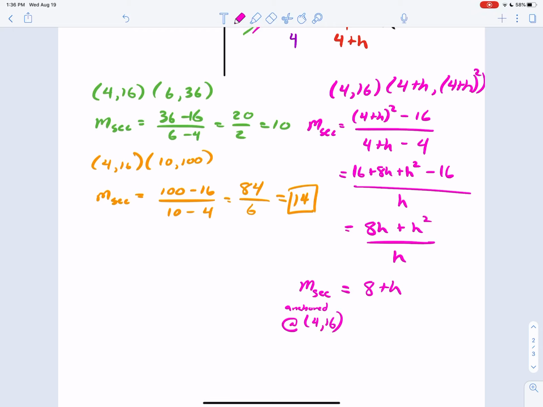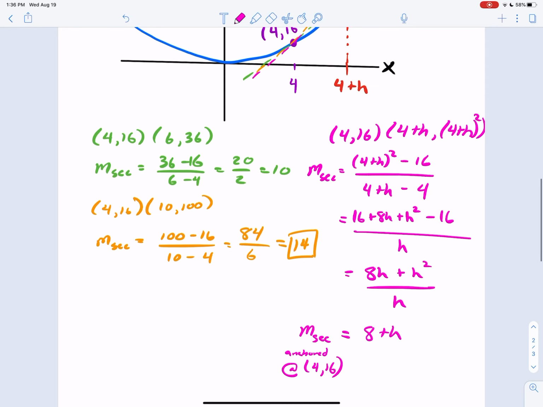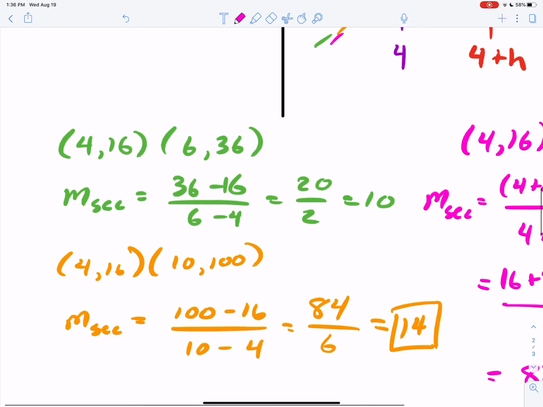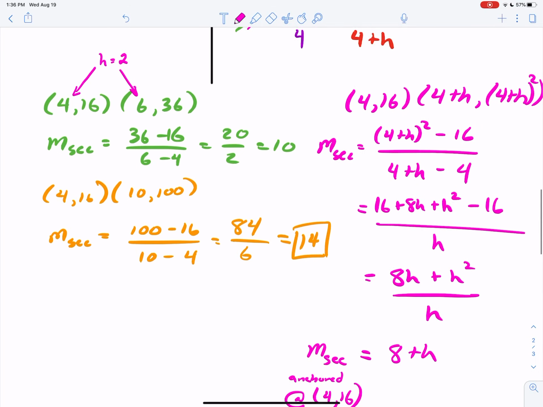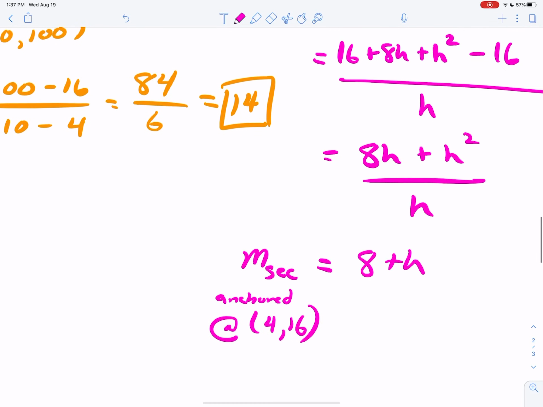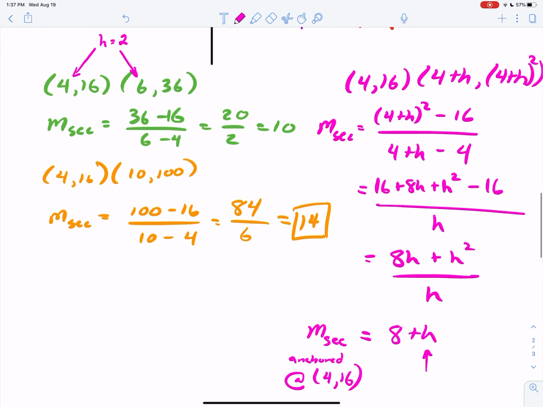So let's go back and take a look. Here, okay? 4 and 6, so how far did you travel, right? Here, we had a horizontal change of 2. So if h was 2, take a look at our formula here. If h was 2, that would be 8 plus 2, which is 10, which is exactly what we got right here.